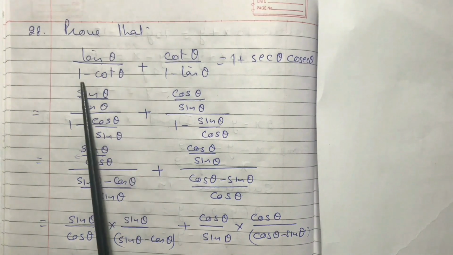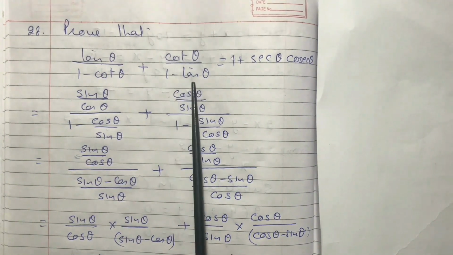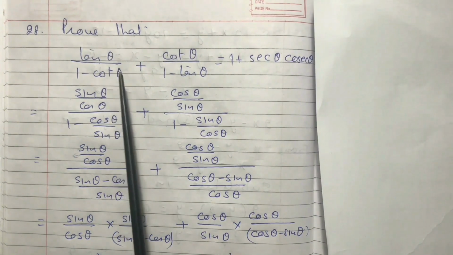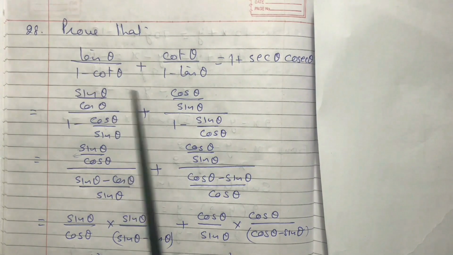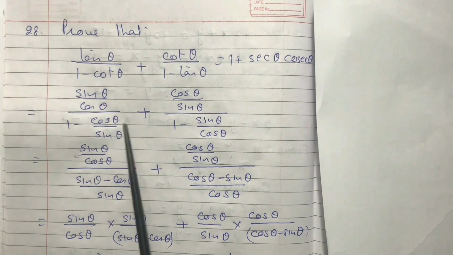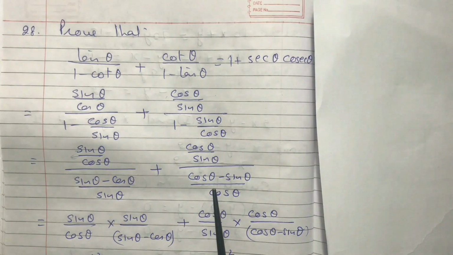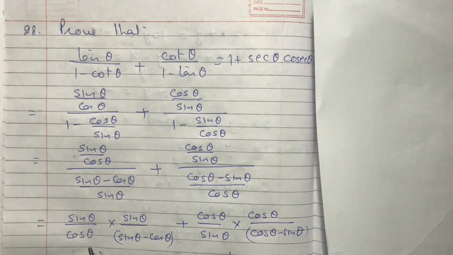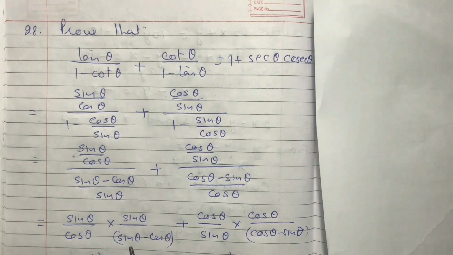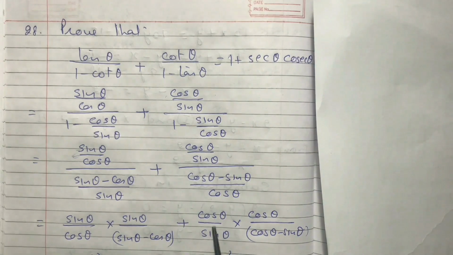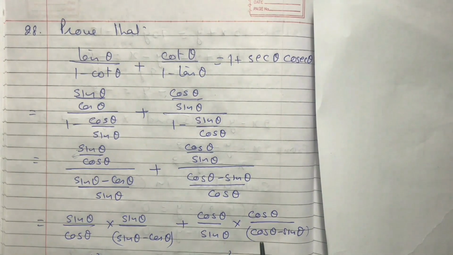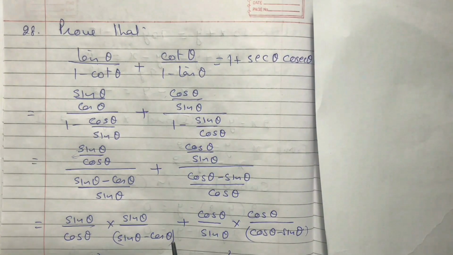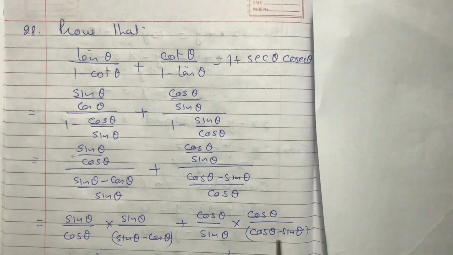Prove that tan theta upon 1 minus cot theta plus cot theta upon 1 minus tan theta is equal to 1 plus sec theta cosec theta. Now change tan theta into sin theta by cos theta. So I have changed this here. Here I have taken the LCM of these two and solved them. And after that this can be written as sin theta by cos theta into sin theta upon sin theta minus cos theta plus cos theta by sin theta into cos theta upon cos theta minus sin theta. Now this is cos theta minus sin theta, this is sin theta minus cos theta. Take minus common here, you will have sin theta minus cos theta here.